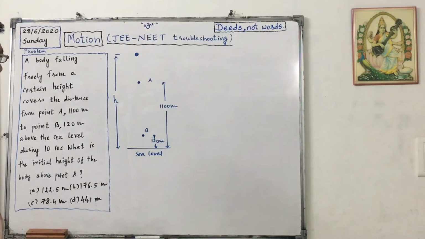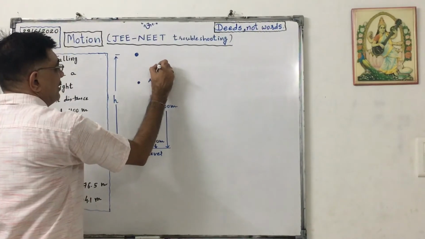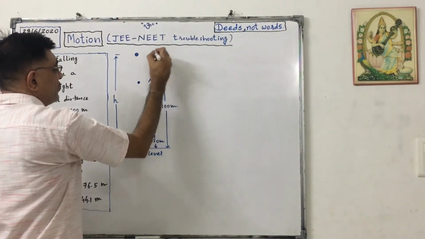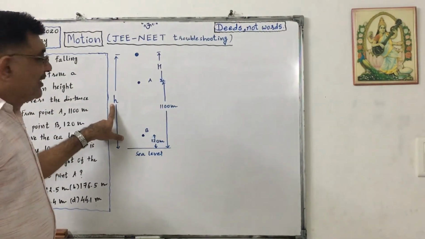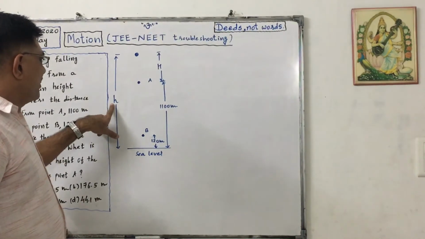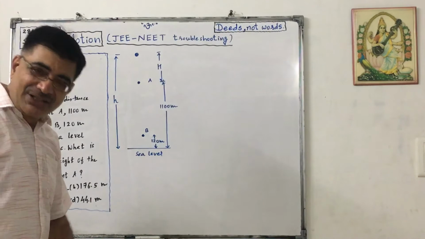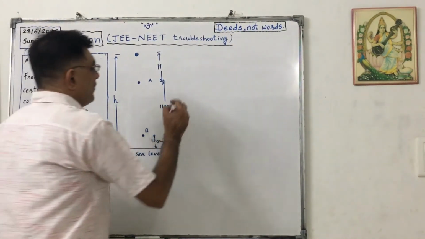So we have to find out what is the initial height of the body above point A. This we are asked, capital H. Height above A. First of all, we will have to find out small h, and then we will subtract 1100 from small h, and we will get capital H. Understood the problem?